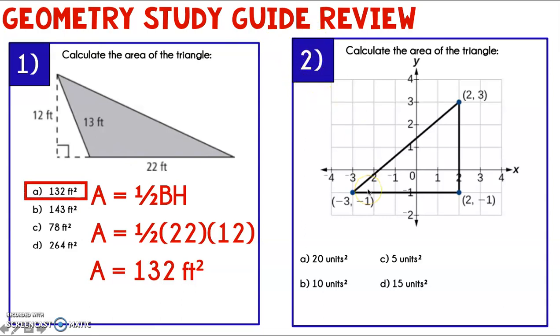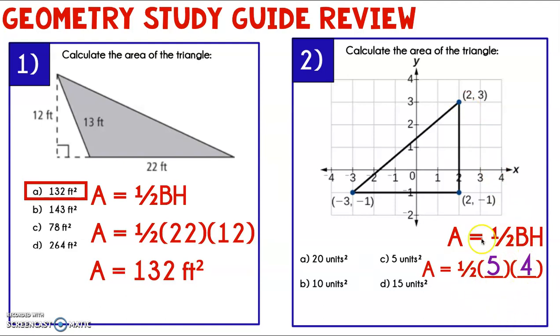Okay, so let's take a look at number 2. Number 2 is still a triangle, but this triangle is in the coordinate plane. We're going to use the same area formula. So we have area equals 1/2 base times height. So if we count it out, our base is 1, 2, 3, 4, 5 units. And then our height is 1, 2, 3, 4 units. So we're just going to put that in our calculator. Area equals 1/2 times 5 times 4, which gives us 10 units squared. So our answer should have been B, 10 units squared.